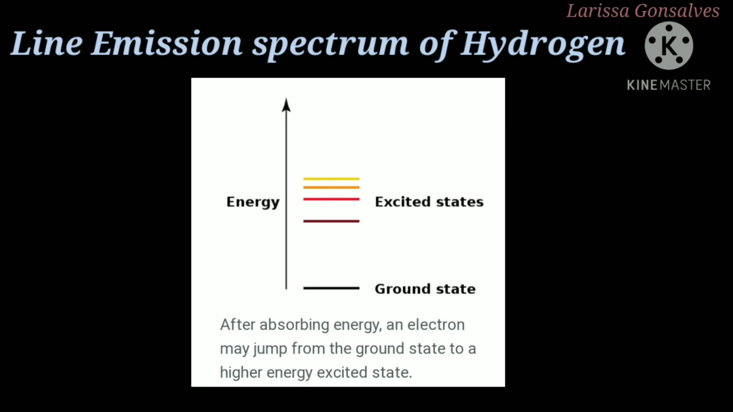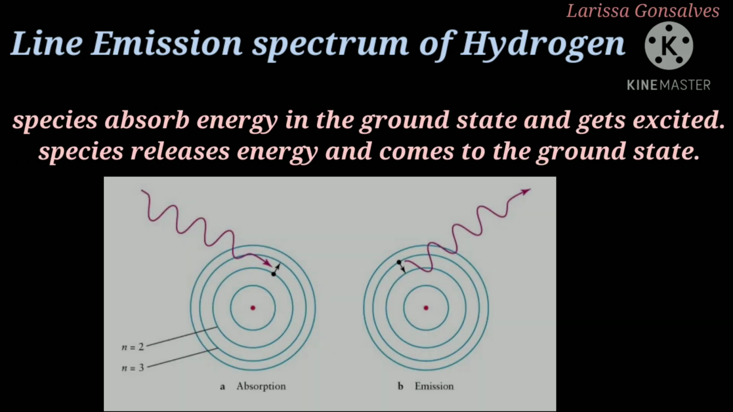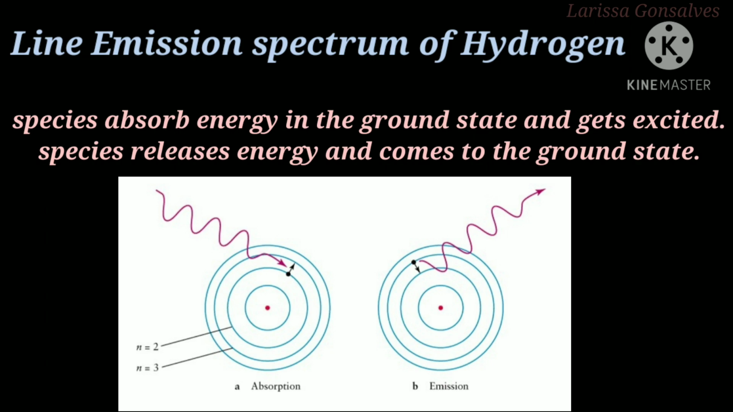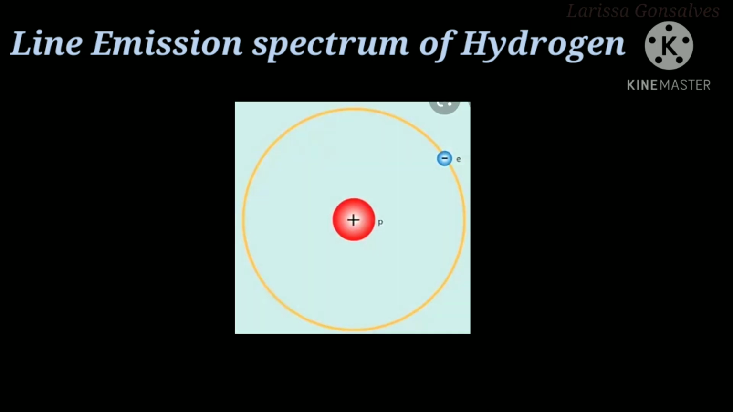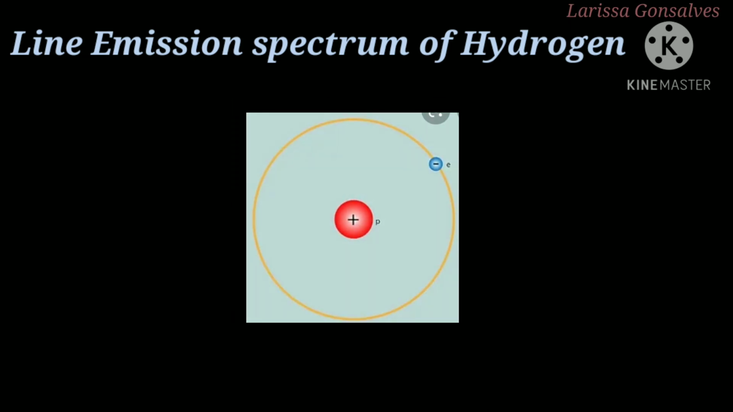However, heating can also result in an excited state. When an excited species gives away the absorbed energy in the form of radiation, the process is called emission of radiation. When the spectrum of this emitted radiation is recorded, it is called the emission spectrum. Of all the elements, hydrogen has the simplest emission spectrum. This is because hydrogen has only one electron in its orbit and has the lowest possible energy.